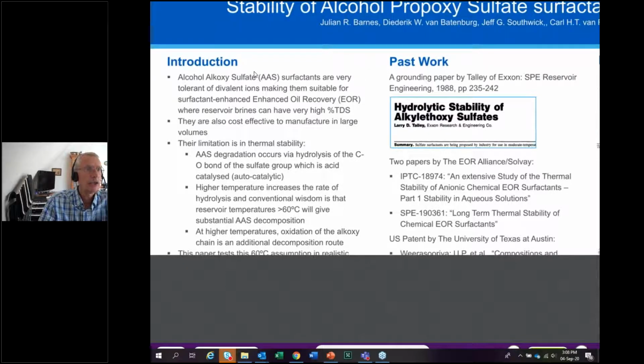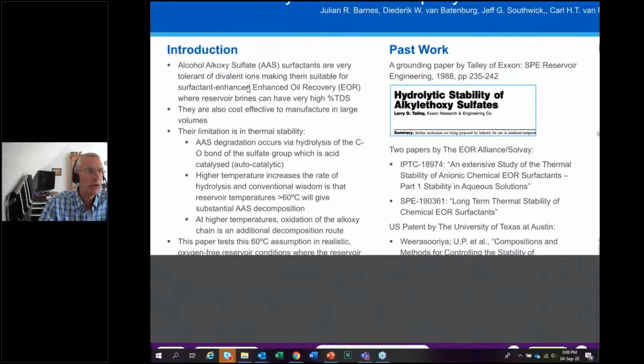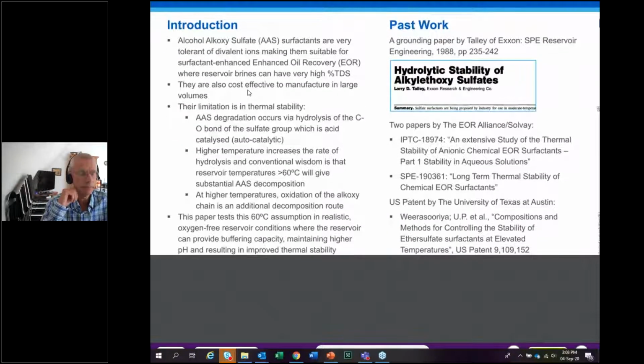But the limitation, which is in this point here in the poster, is their thermal stability. Basically, they have a sulfate bond, and that sulfate bond will hydrolyze, particularly in the presence of acid, so it's acid catalyzed.